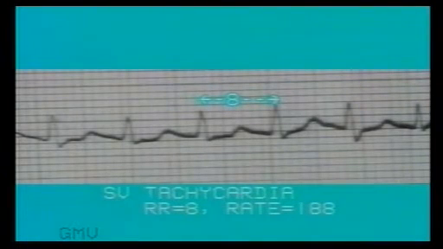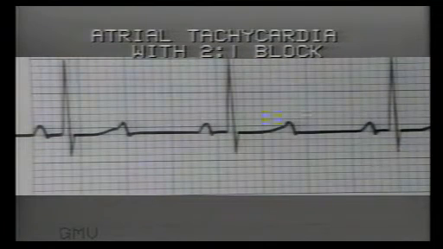But often, the AV node may not be able to pass down the impulses to the ventricles so rapidly, and then it starts passing down every second or every third impulse. This is termed as 2 to 1 block or 3 to 1 block.